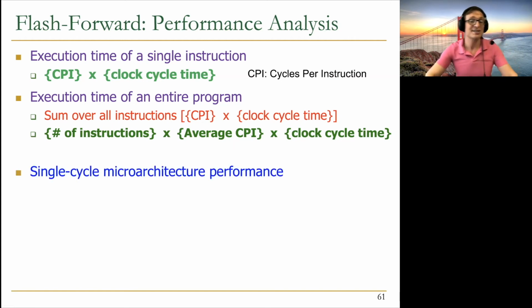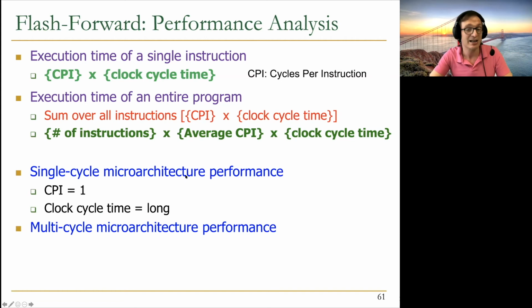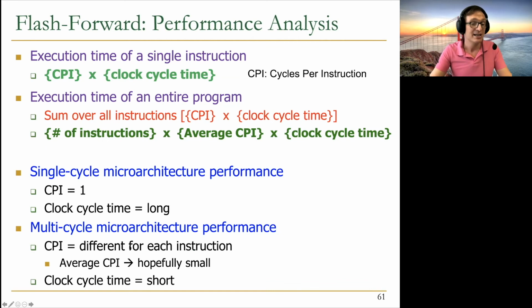Let's take a look at single-cycle microarchitecture's performance and multi-cycle microarchitecture performance conceptually, looking at this equation. In a single-cycle microarchitecture, we said that CPI is 1. That's how single cycle is defined. But as we said, clock cycle time is long, and we will see that pictorially or empirically soon. In a multi-cycle microarchitecture, on the other hand, CPI can be different for each instruction. The designer has a lot of choice. They can say an add instruction takes, let's say, 5 cycles to execute. A load instruction, which requires a lot of time, takes 25 cycles to execute. As a result, hopefully the average CPI is small. It's not 1, but hopefully it's small. It could be 3, let's say.